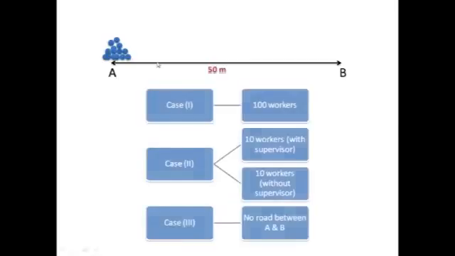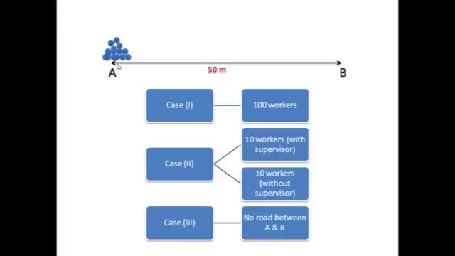How exactly do these three mechanisms take place? Let us take a point A where material is placed. Maybe a group of stones are located at A. I want to move the stones from A to B, which is 50 meters away from the point A. I will think of three different ways. First case, let us employ 100 workers to move these stones from A to B.